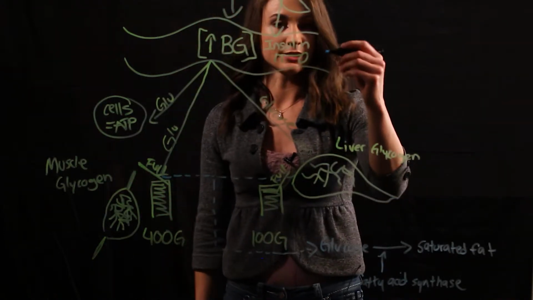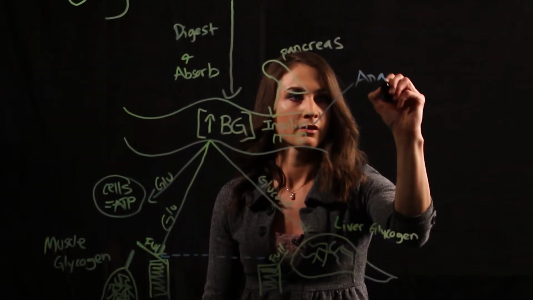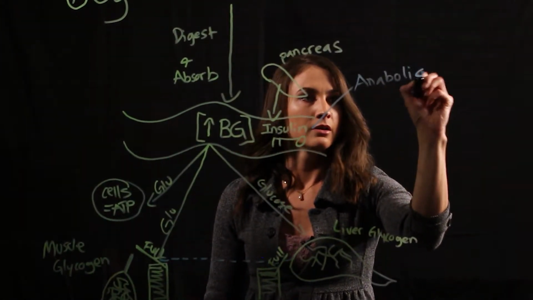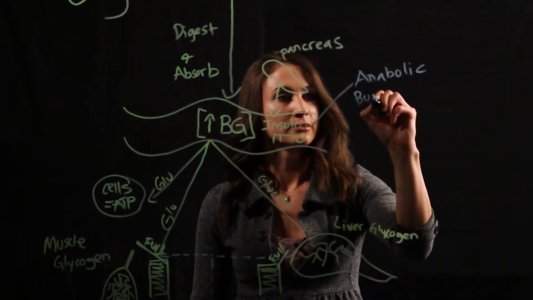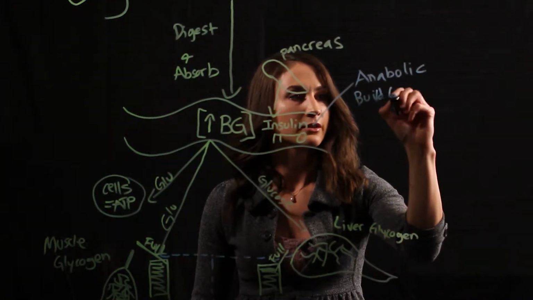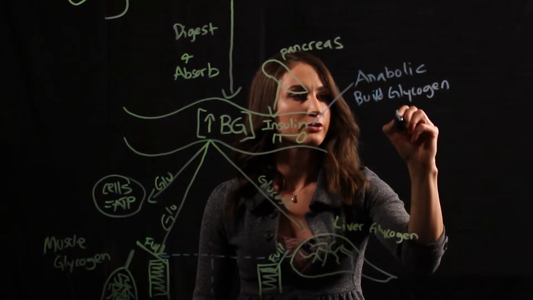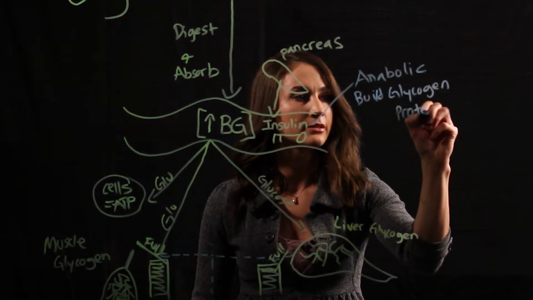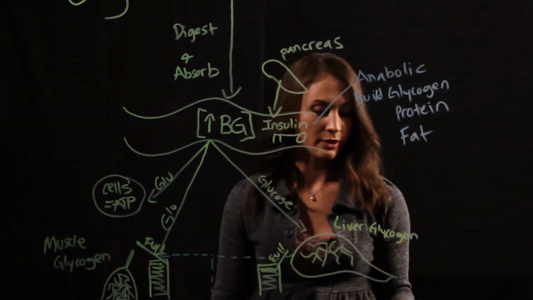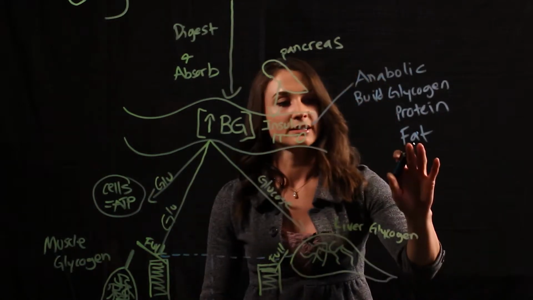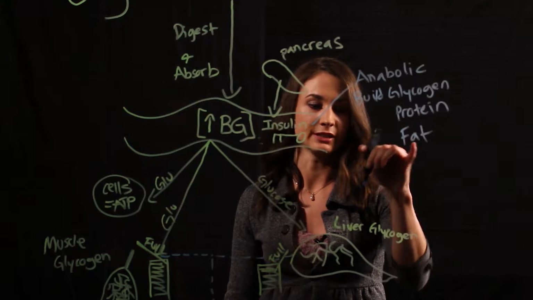Because something we need to understand about insulin is that it is an anabolic hormone, which means it helps us build things. So it helps us build glycogen, protein, like our muscles, and fat, which is what we were discussing down here. And this is what I really want you to understand from this presentation, is how insulin is going to encourage us to build fat.